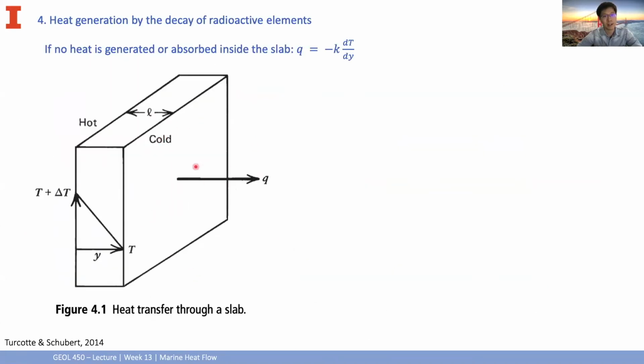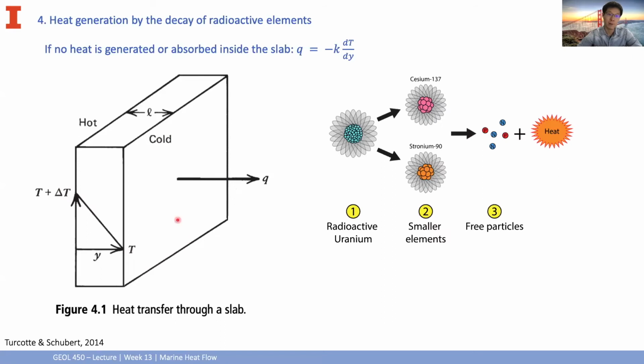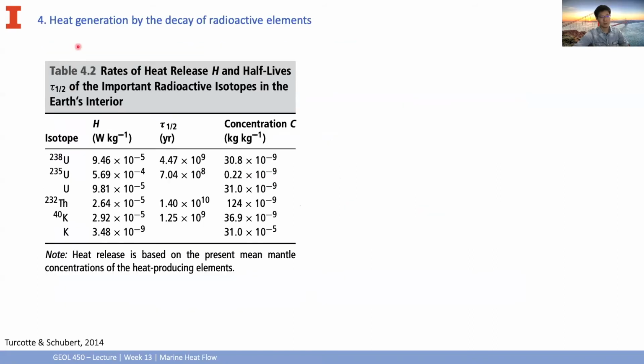If no heat is generated or absorbed inside the slab, the heat flux Q is proportional to the temperature gradient. However, most rocks contain some radioactive elements, and the decay of those elements will generate heat. This table shows that different radioactive elements have different heat production rates, and also different decay characteristic times, which is the half-life.